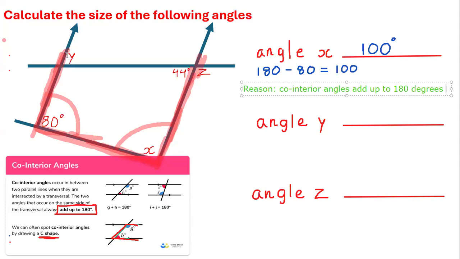So Joel, you see the U shape or the C shape? What do we know about co-interior angles, Joel? They add up to 180 degrees. Very good. So if this is 80 and this is X, all we have to do is subtract them, right? So 180 minus 80 gives us what? 100. Okay.